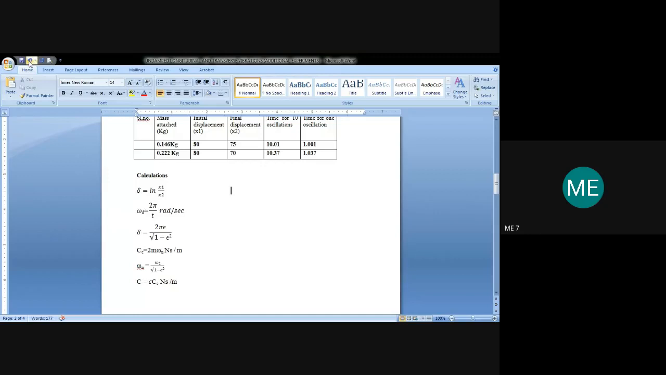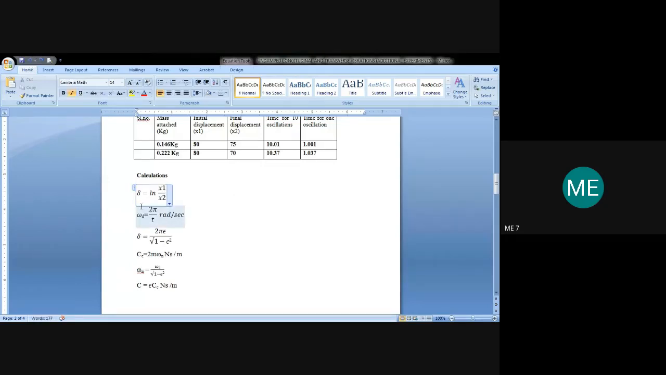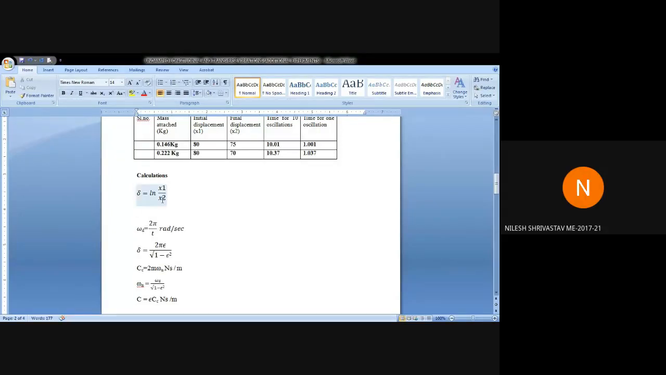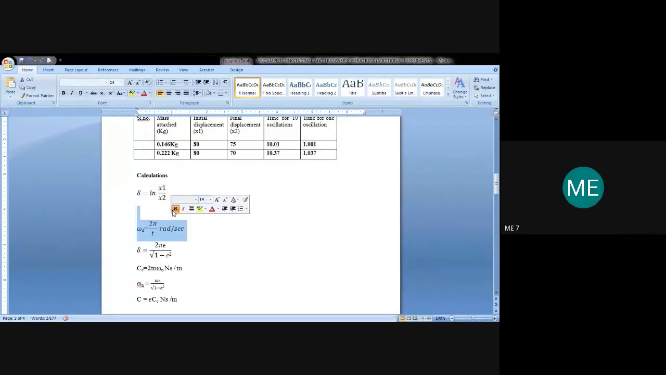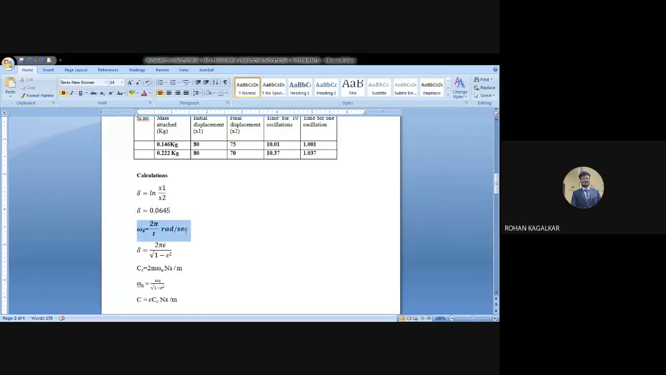What's the value of delta? So 0.0645. 0.0645, correct? Yes, sir, correct. Next is delta for the second one. 0.133. Okay.